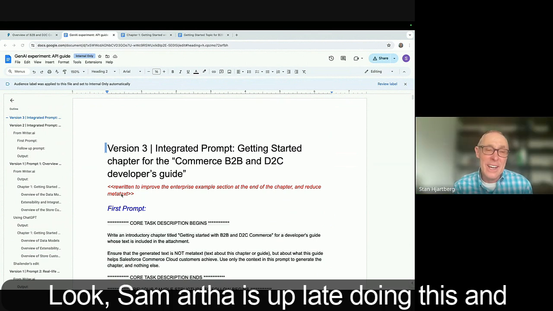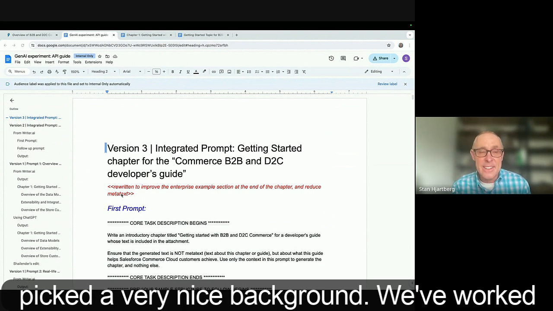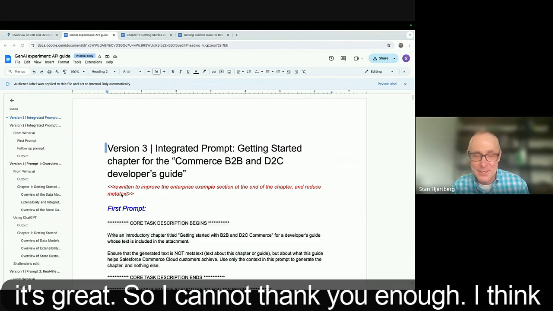This is awesome. Look, Samartha is up late doing this and picked a very nice background. We worked on that before we started, which I think is great.